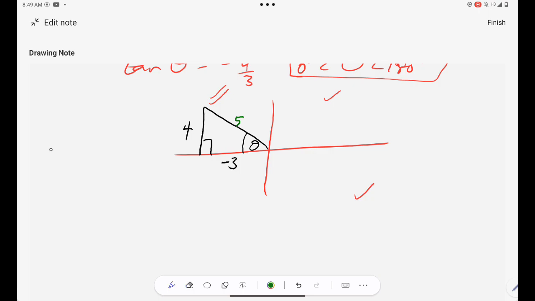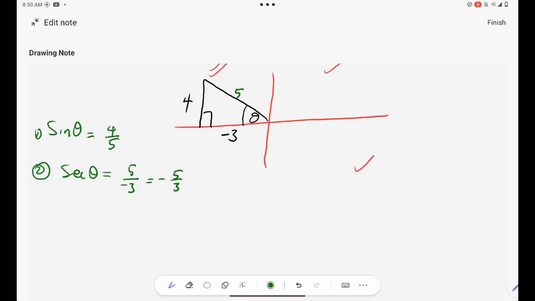They can say to me, find the sine of theta. Number 1, I know that sine of theta by definition is always opposite over hypotenuse. So this will be just 4 over 5. Number 2, I can be asked to find sec of theta. Sec is the reciprocal of cos. Cos is adjacent over hypotenuse, which simply means that sec will be hypotenuse over adjacent, which will give me a negative 5 over 3. Are you together?